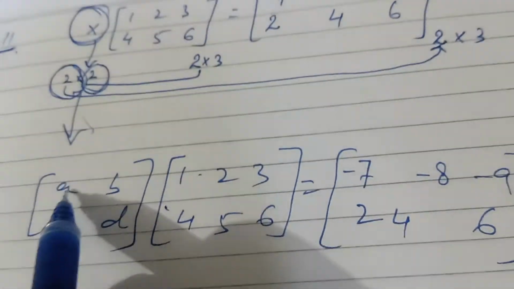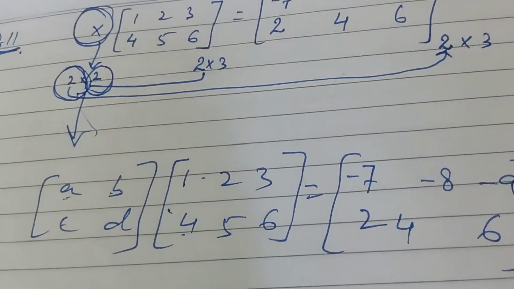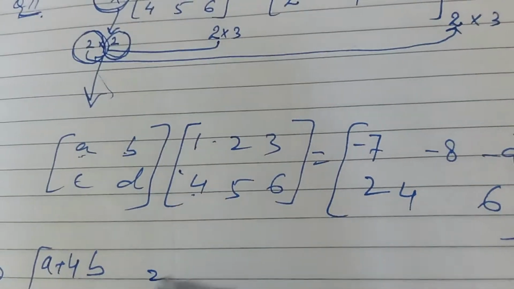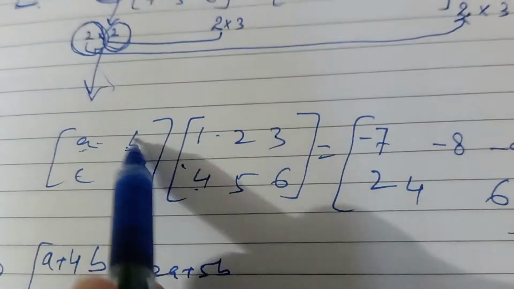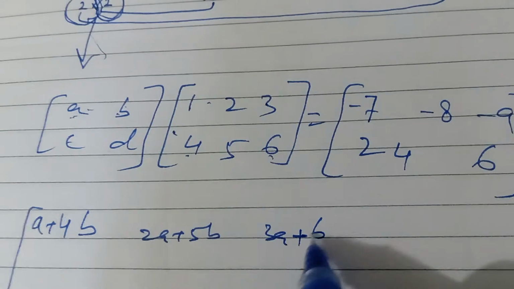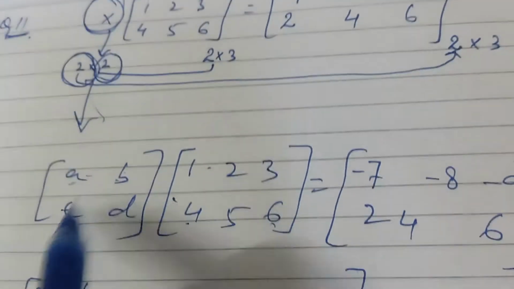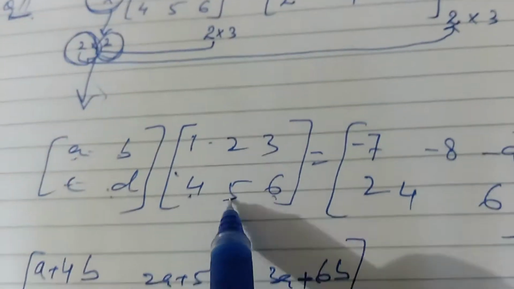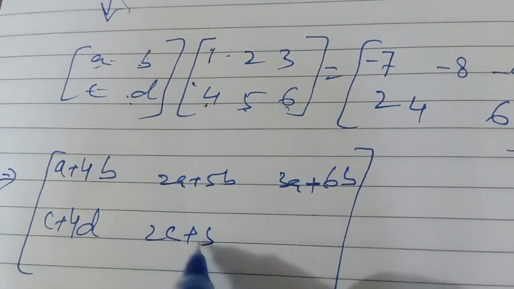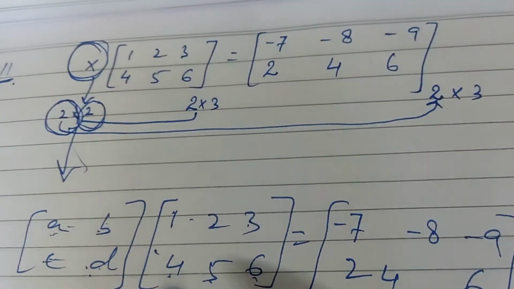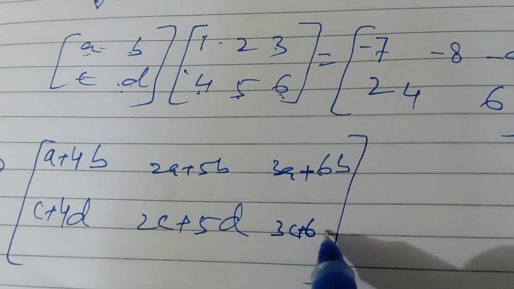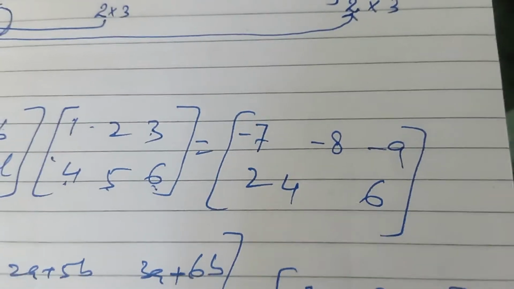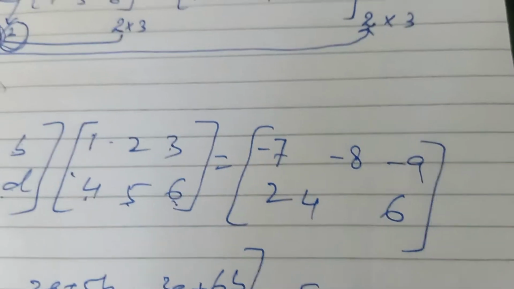This first entry will be what? This will be A plus 4B. What will the next entry be? 2A plus 5B. Next entry 3A plus 6B. Talk about the C plus 4D. It will be 2C plus 5D. It will be 3C plus 6D. And this is equal to -7, -8, -9. And this is 2, 4, 6.